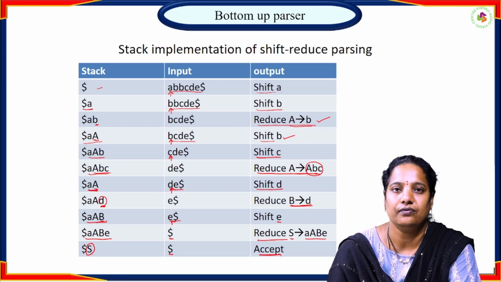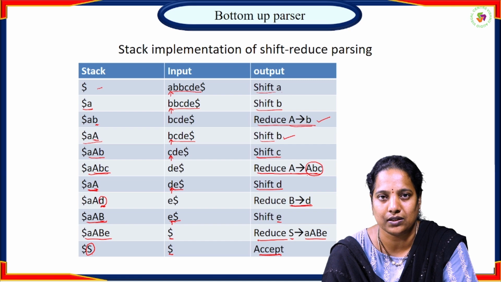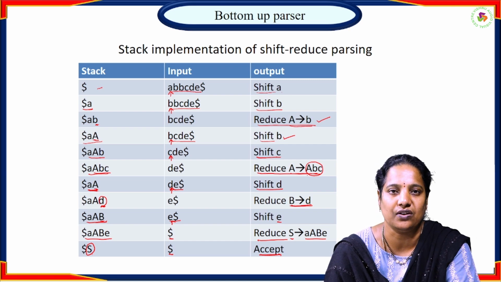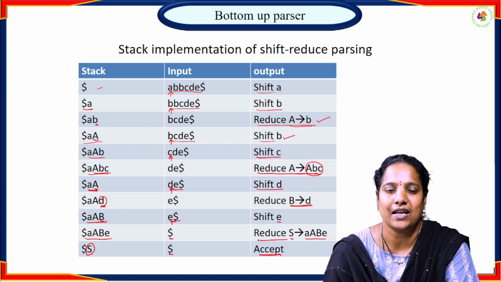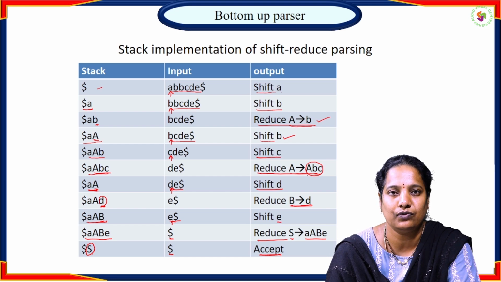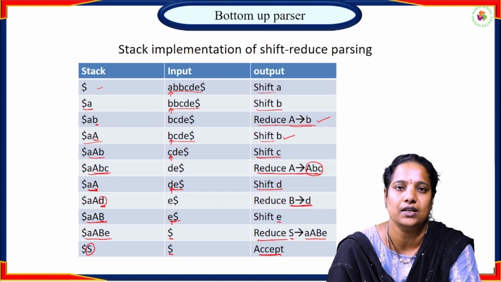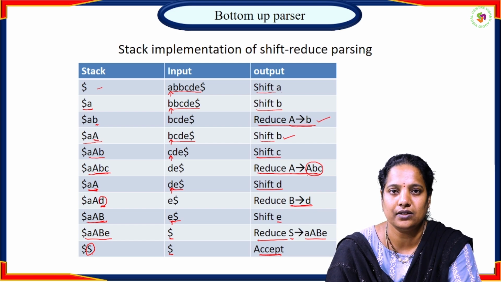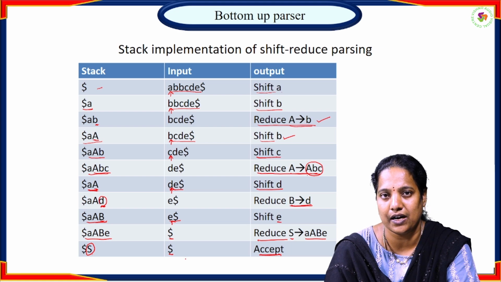Like this, either we can shift the symbol onto the top of the stack when the stack content is not a handle, we need to shift. Otherwise, if the stack content is a handle, what do we have to do? We need to reduce. Reduce is nothing but rewriting. In place of the right hand side of the production, we need to write the left hand side non-terminal. That is called reduction. Last one is, if the stack contains only the starting symbol and input is completed, indicated by $, then we need to write accept.